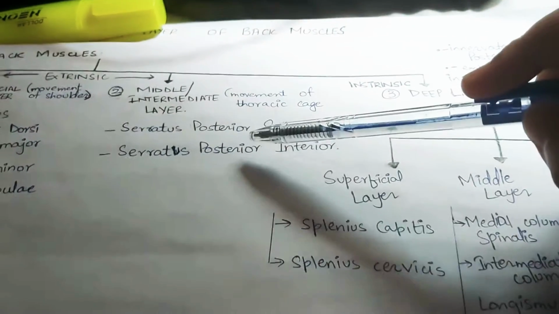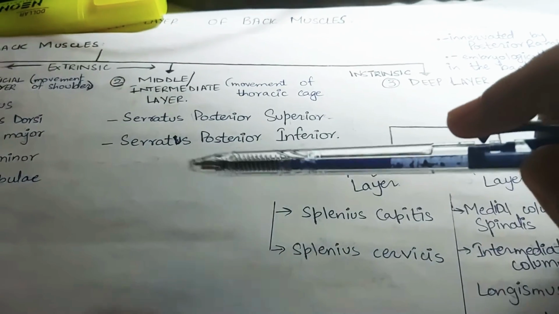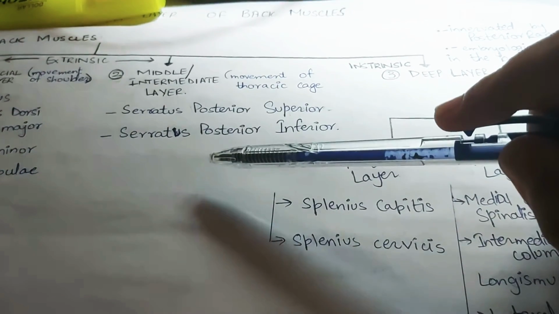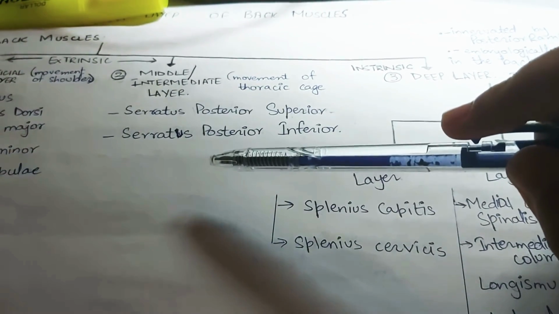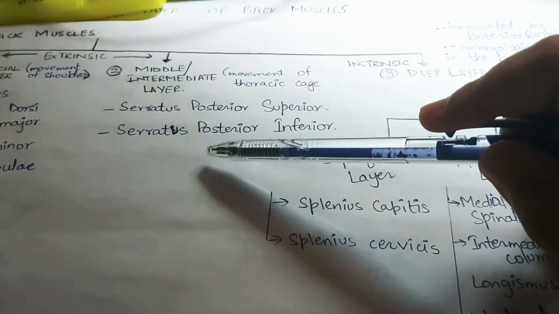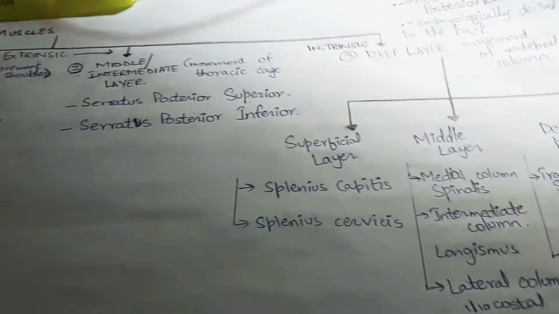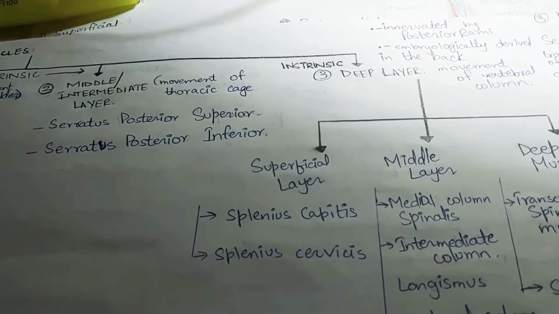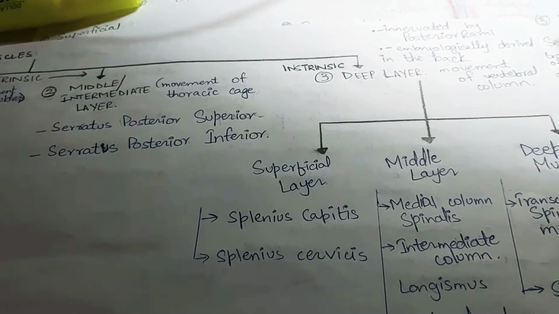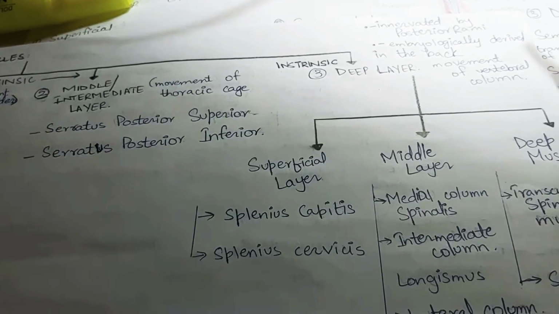Now, serratus posterior is mentioned here, so we must revise where serratus anterior was. Serratus anterior was a big muscle in the anterior thoracic wall, which started out in rib 1 all the way to rib 9, and then it terminated into the medial anterior surface of the scapula.